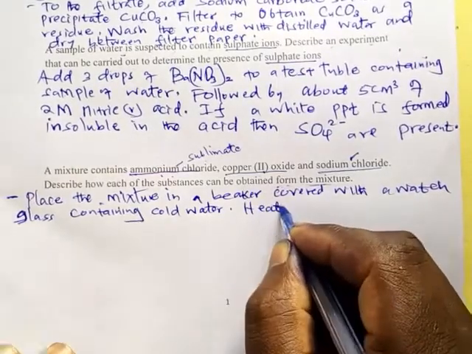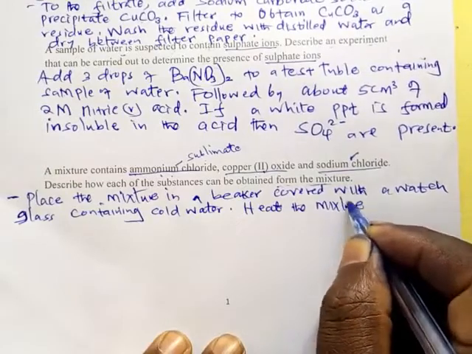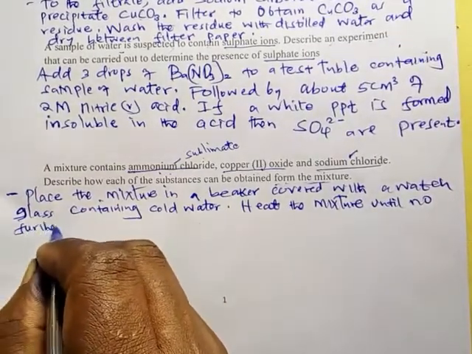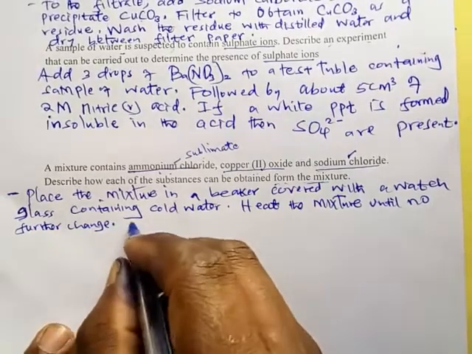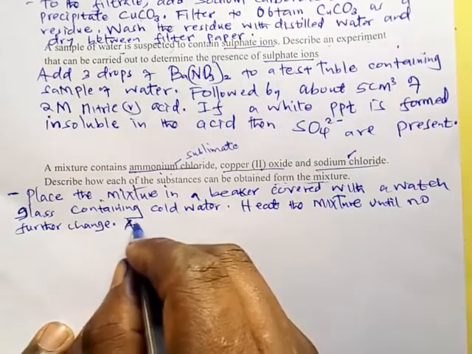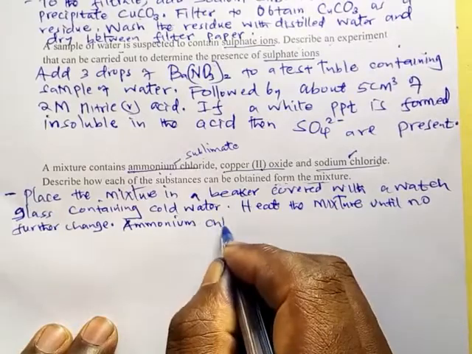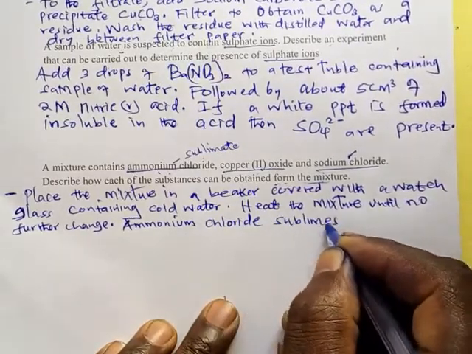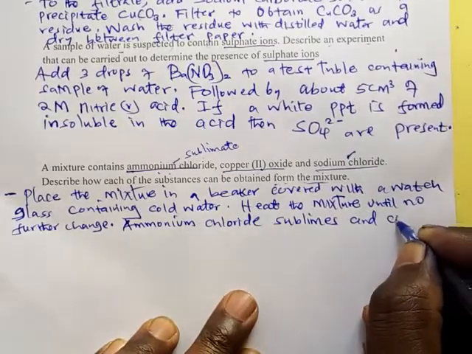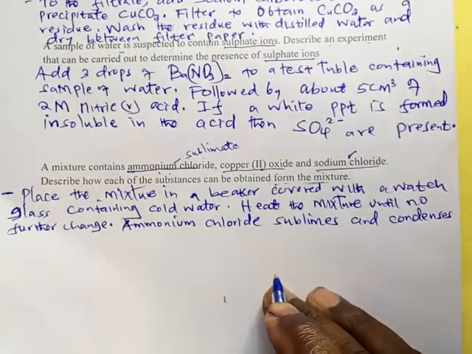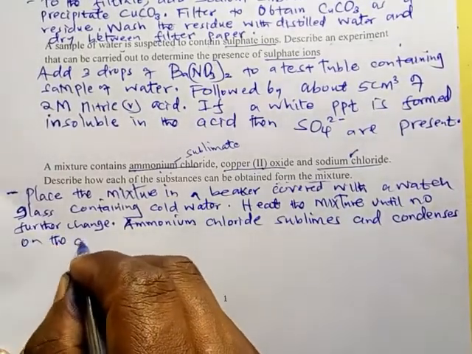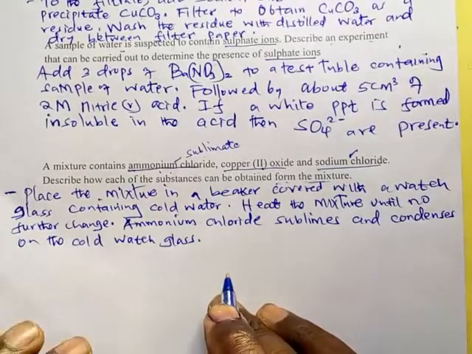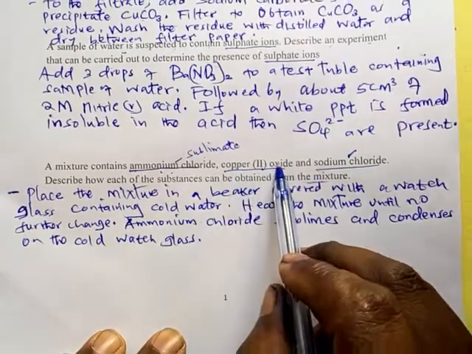You heat the mixture until no further change. So what will happen? Ammonium chloride sublimes and condenses on the cold watch glass. Now we are left with copper 2 oxide and sodium chloride.